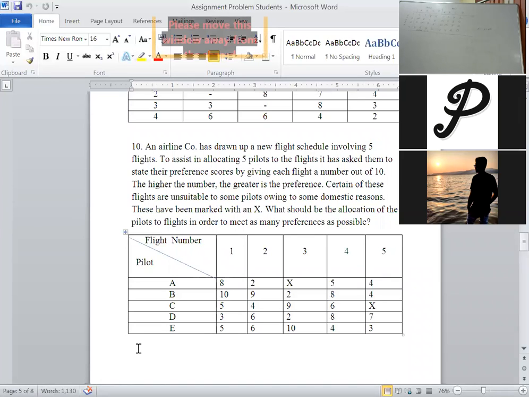Maximization. Underline that. The higher the number, the greater the preference. That's why the given problem is of maximization but not of minimization. Highlight that. Okay, take down the problem.